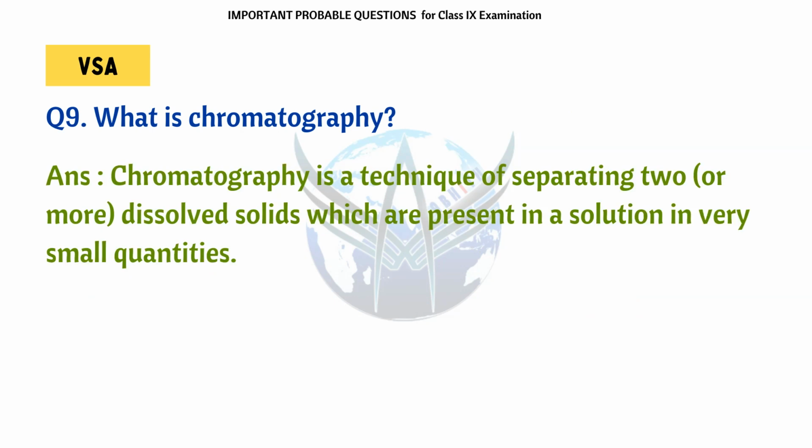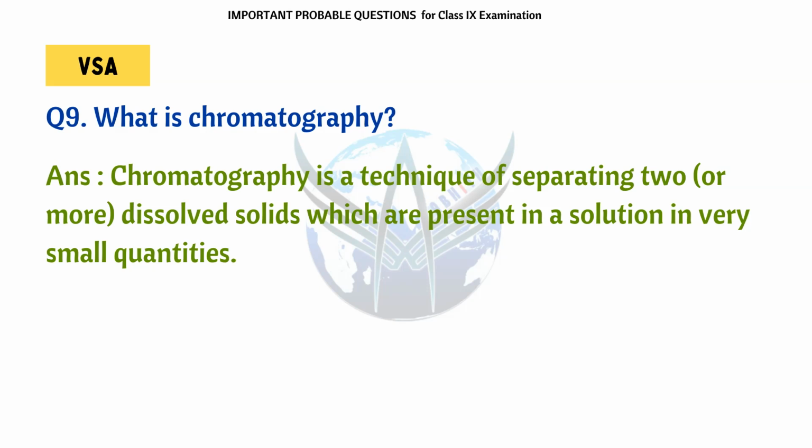Question number 9. What is chromatography? Chromatography is a technique of separating two dissolved solids which are present in a solution in very small quantities. There are many types, and the simplest is paper chromatography. Since there is one mark, one line is enough, but if it is for 2 or 3 marks, then you need to write more. The principle is that the separation is based on the fact that two substances are soluble in the same solvent, but their solubility is different. That is the principle.